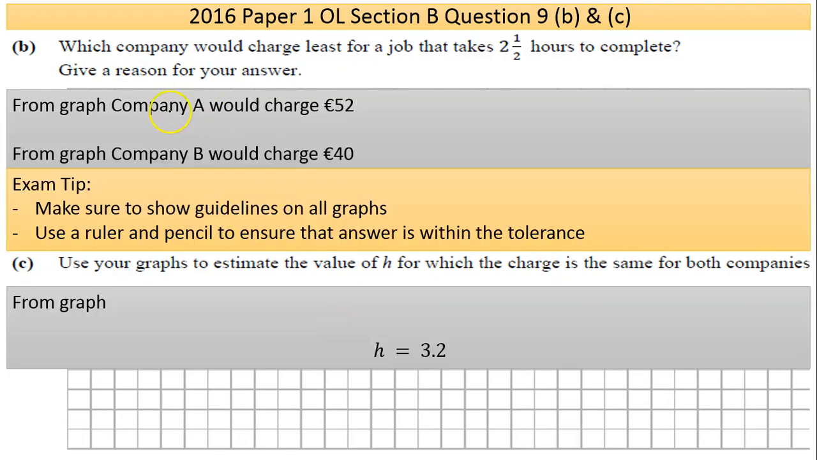So come to the answer. Company A would charge, now I've rounded to 52. I'm almost certain I checked when I made up the notes. That's within tolerance. Based on my graph, company B would charge €40.